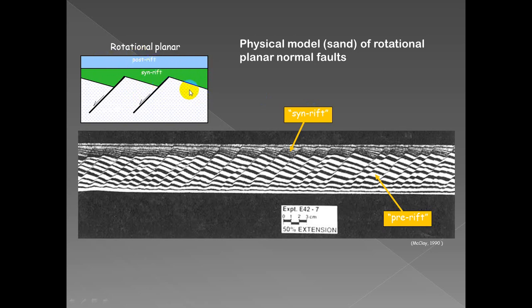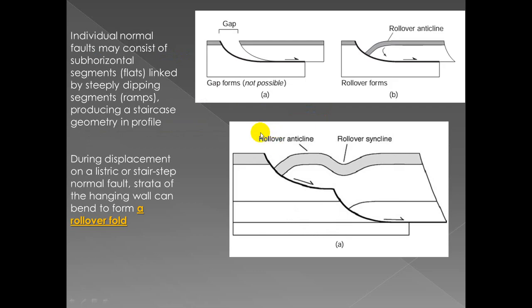We have a pre-rift sequence, a thin rift sequence, and a post-rift sequence. In listric faults, extension produces what's called rollover anticlines. Due to extension at the detachment like this, we have a space problem here. So this part of the moved block will bend to fill this space, developing what's called a rollover anticline.